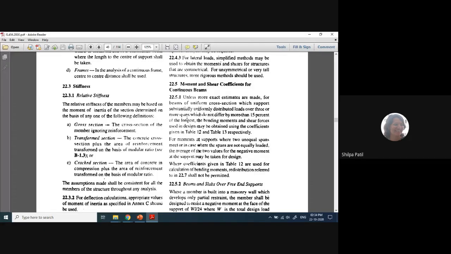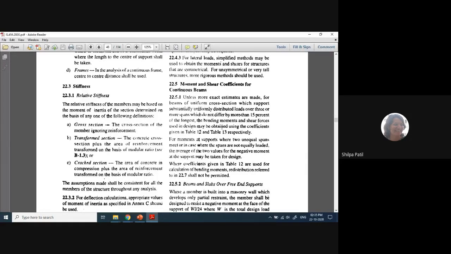Now the third: the spans should not differ by more than 15% of the longest. What is the span of S2? Span means the value for which we are designing it. Let us assume the center to center distance is 4,000 mm, or 4 meter. S2 is 4 meter, S3 the same. In our case, all the spans are the same. So there is no difference between the spans of the three slabs.